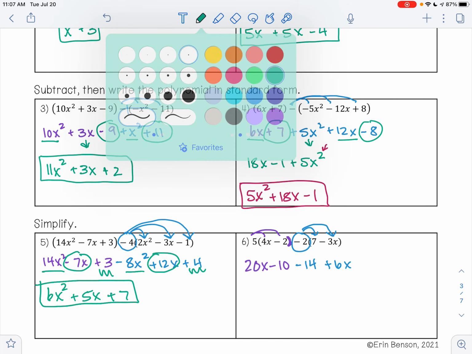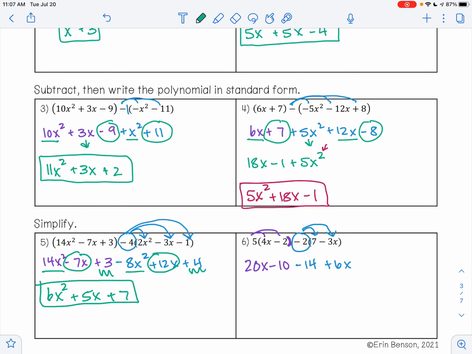From here, I can go ahead and combine like terms. 20x has a like term with 6x. That's going to give me 26x. Negative 10 has a like term with negative 14, and so that's going to give me a negative 24. So my answer in standard form is 26x minus 24.